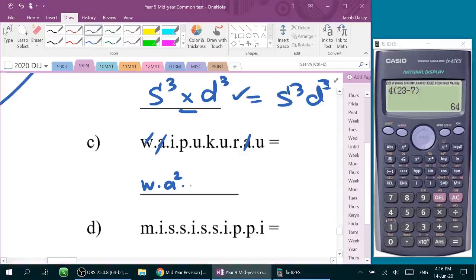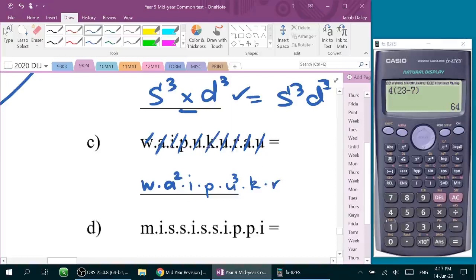I. We don't have any more I's. Then we've got P. There's no more P's. Next is U. We've got 3 U's. So we're going to have U cubed. Then we have 1 K and 1 R. K and R.